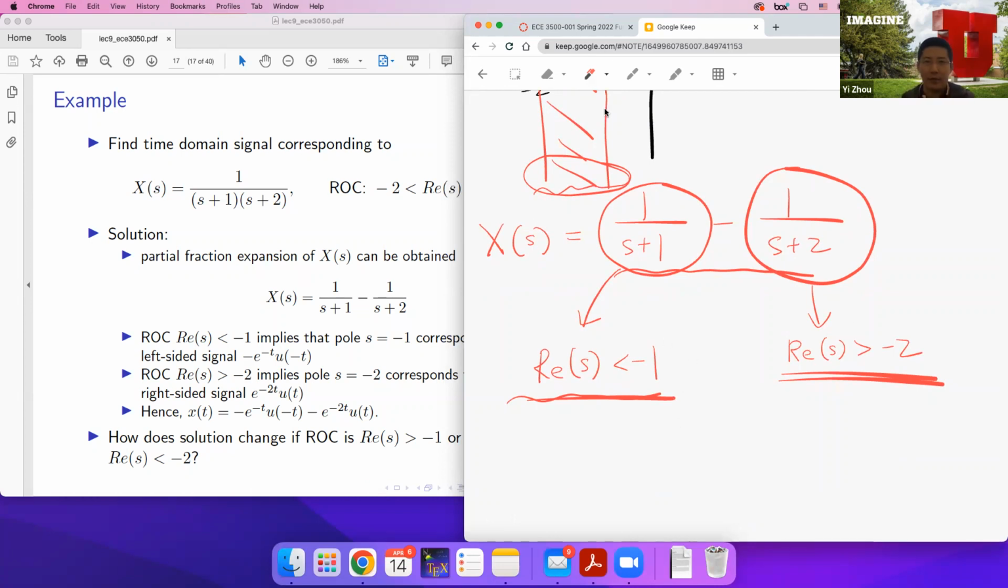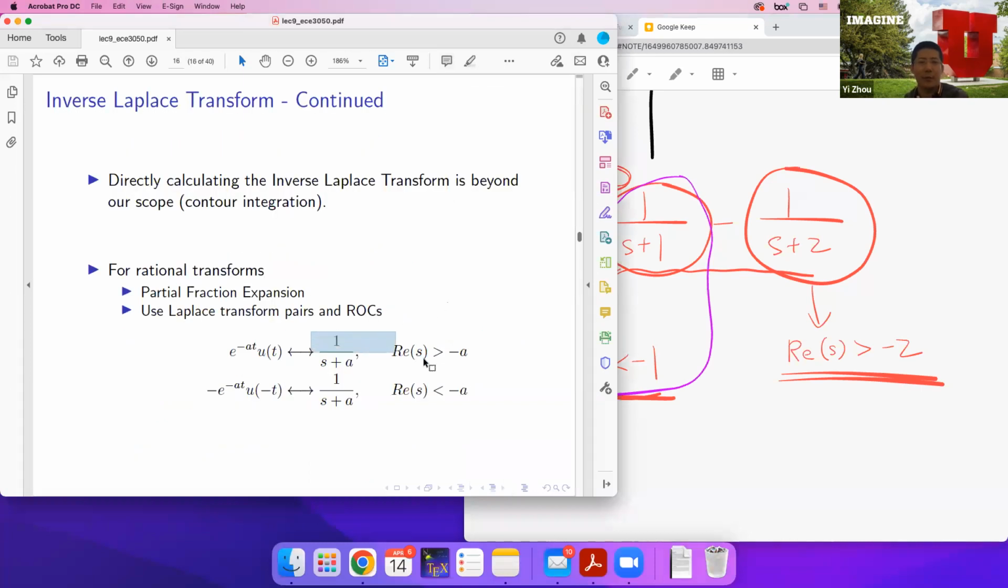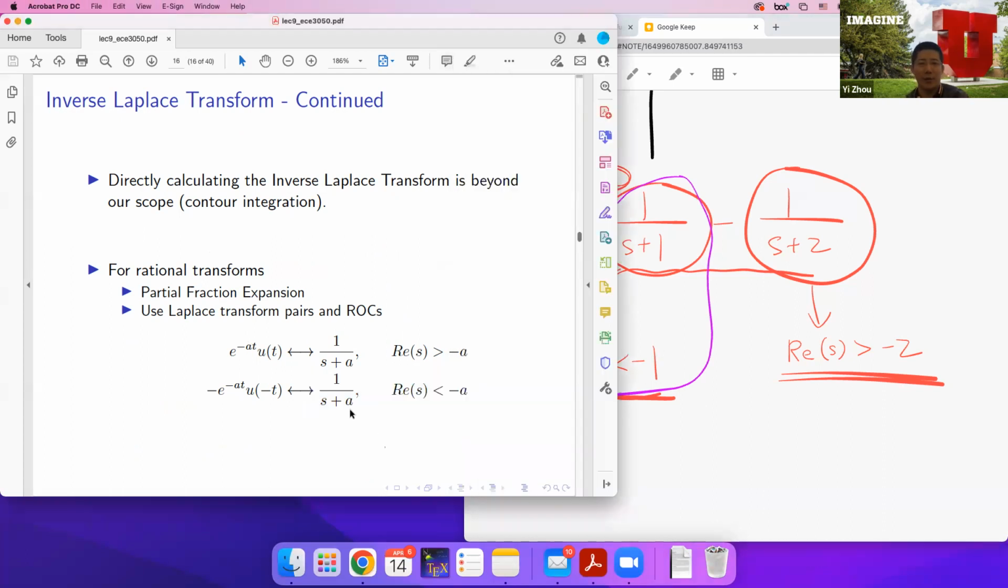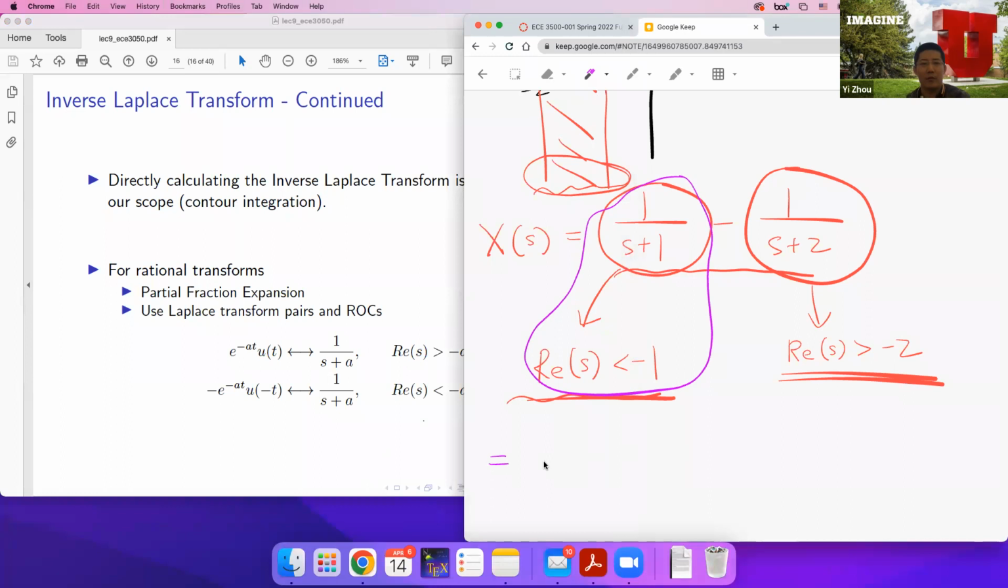Now, once you identify that, the rest is to refer to the table. So now you have a Laplace transform and this corresponding region of convergence. So you go back to the table. You should apply the second pair actually, because the ROC is to the left of -1. So applying the second pair, in this case, A should be 1. So here's -1 and here's 1. So the corresponding signal is e to the power of -t times u. So that is the first part.